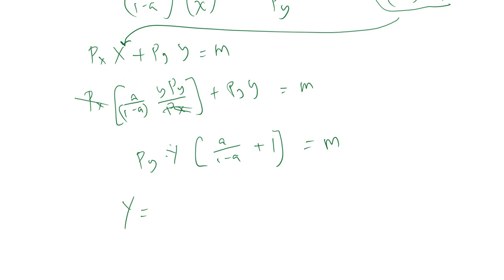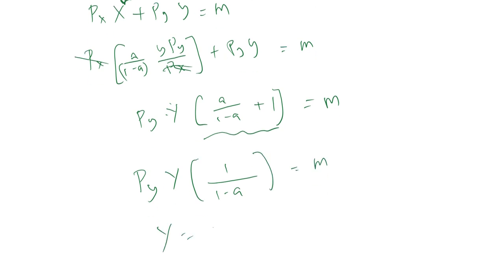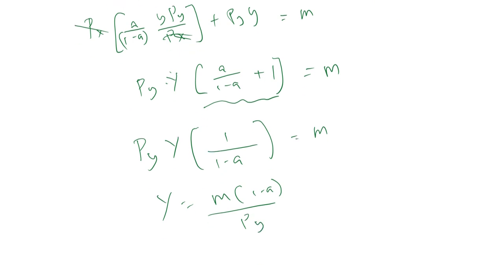Now y is equal to, maybe we can simplify this one first, right? Note that 1 is equal to 1 minus a all over 1 minus a. So this thing is just equal to py times y times 1 over 1 minus a, which is equal to m. So we're saying here that y is equal to m times 1 minus a divided by py. So this is the demand function for y.